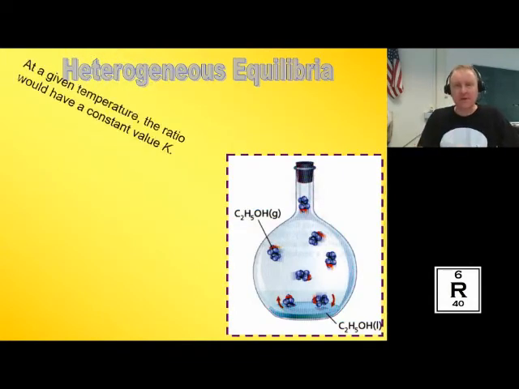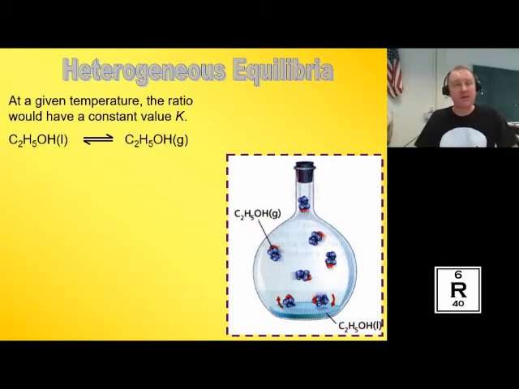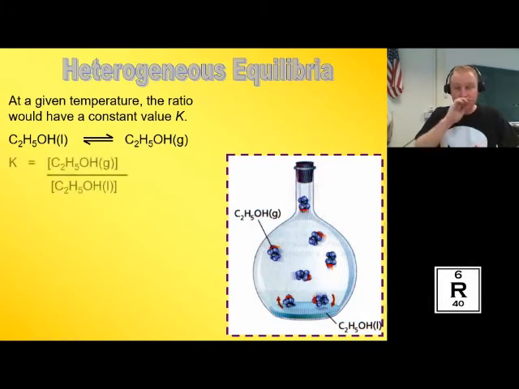Okay, so next thing I'm going to talk about is heterogeneous equilibria. In this example here, I've got a flask that's sealed, and I've got ethanol liquid in there, and I've got ethanol gas. So there's an equilibrium here where the ethanol liquid will become ethanol gas, and the ethanol gas will become ethanol liquid. So we have this equal transfer here, and we have a constant pressure of ethanol gas in the container.